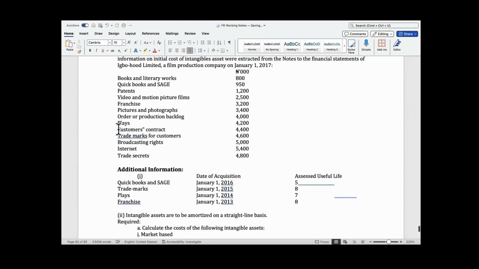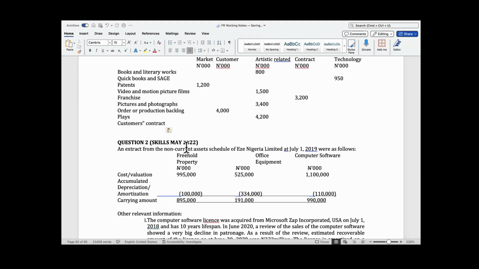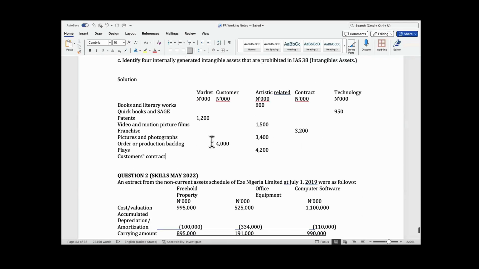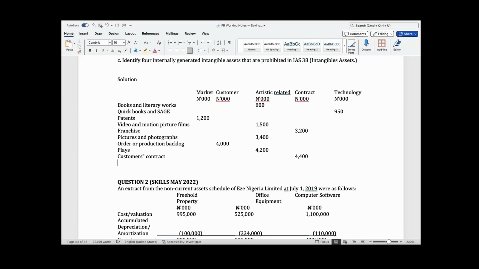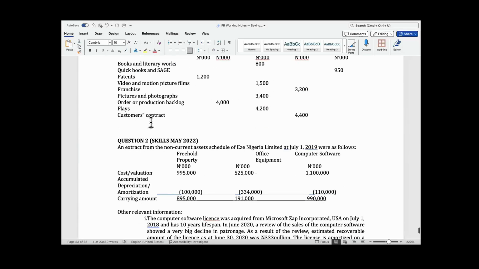What about customer contracts? How much is it? 4,004. Why not customer? Why not contract? I think it should be contract. Yeah. So if you put customer, I'm not saying you are wrong, because it is costing.